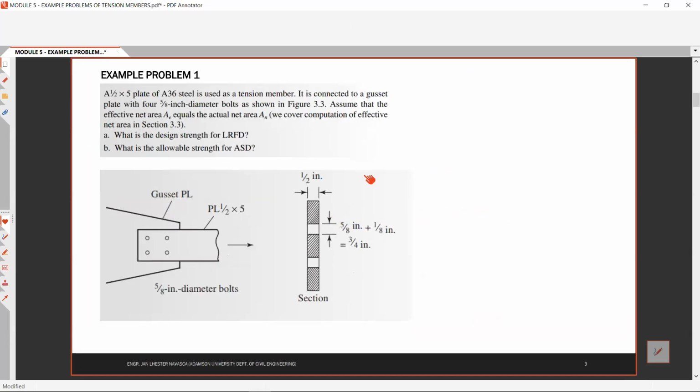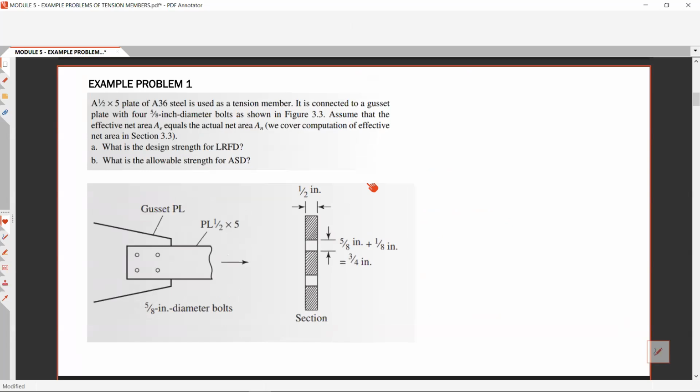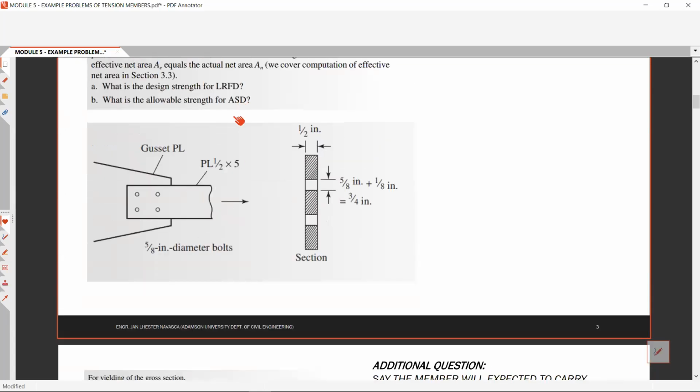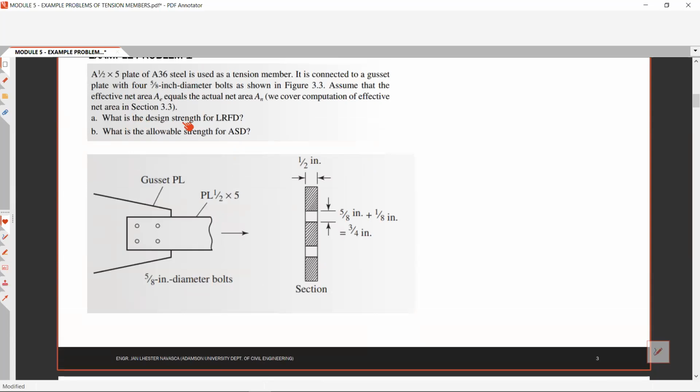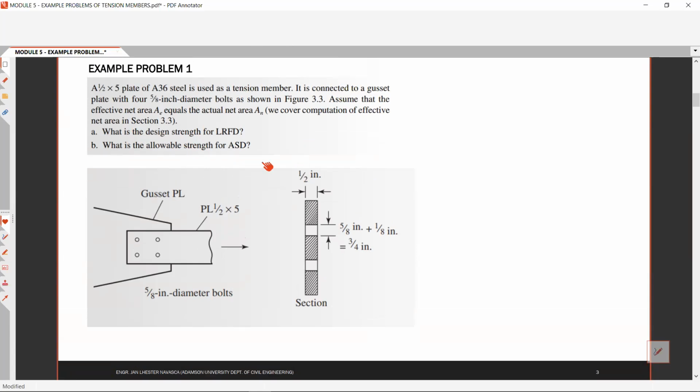So we have this problem 1. A one half by 5 plate of A36 steel is used as a tension member. It is connected to a gusset plate with 4 5/8 inch diameter bolts as shown in this figure. We will assume that the effective net area Ae equals the actual net area An. We cover computation of effective net area in other examples. The question is, what is the design strength for LRFD and what is the design strength based on ASD? First, let's check if the assumption is correct.